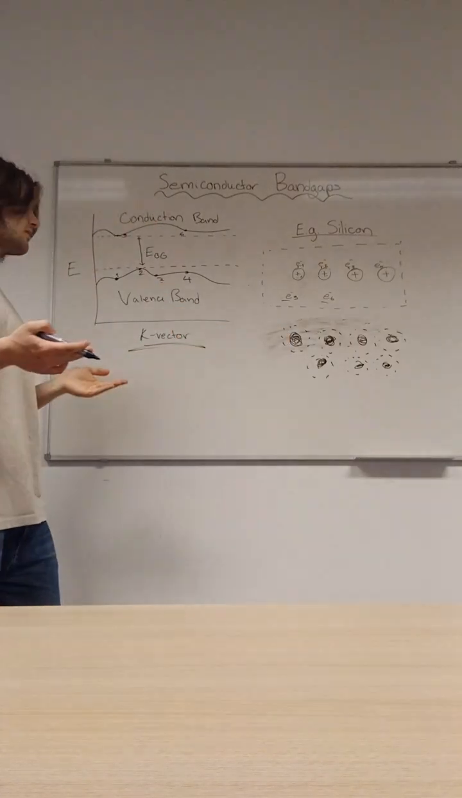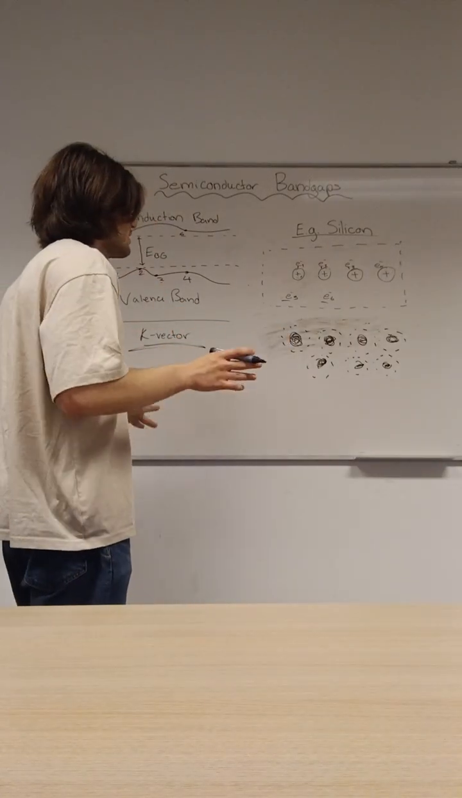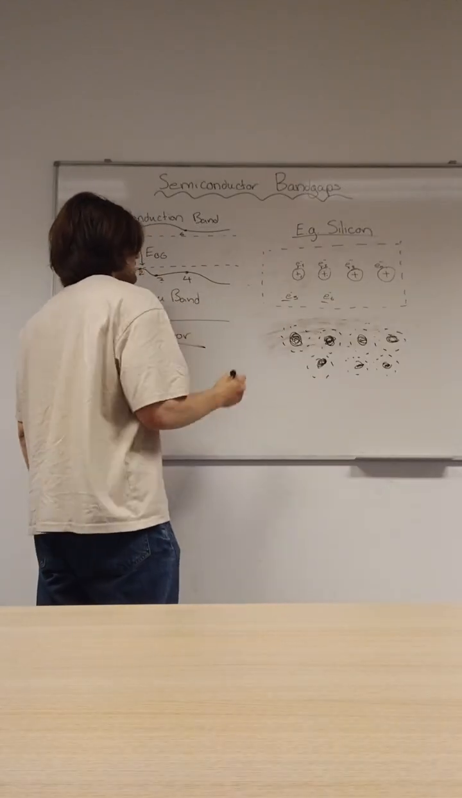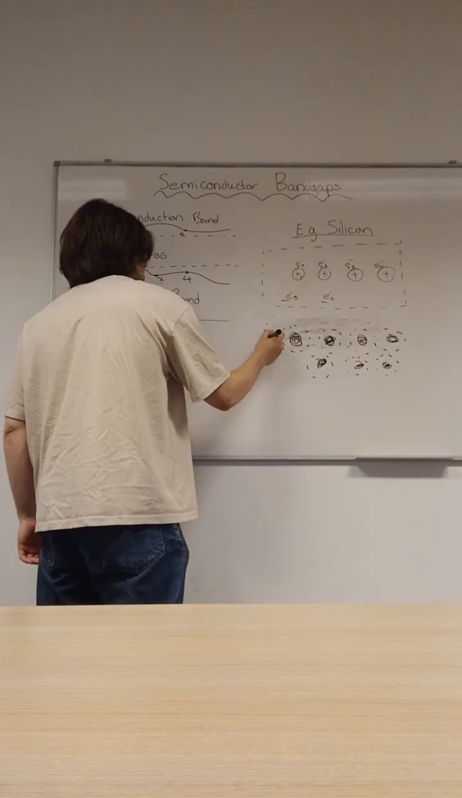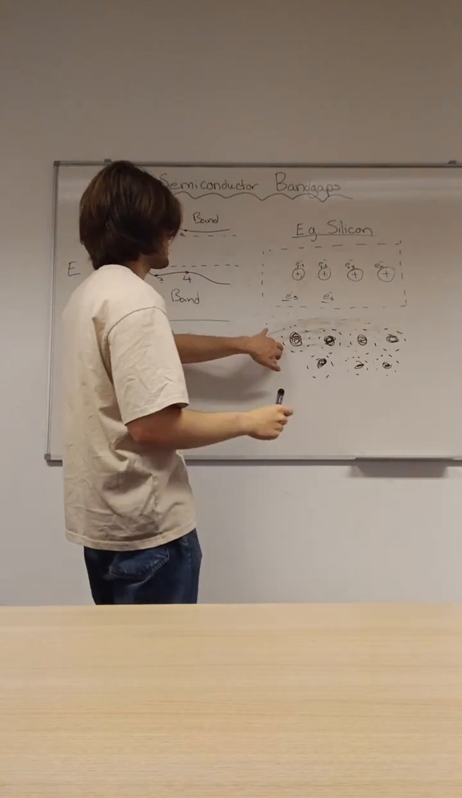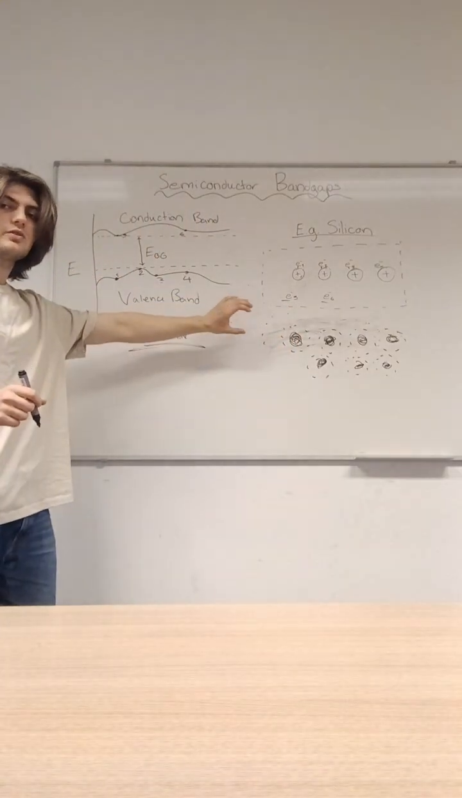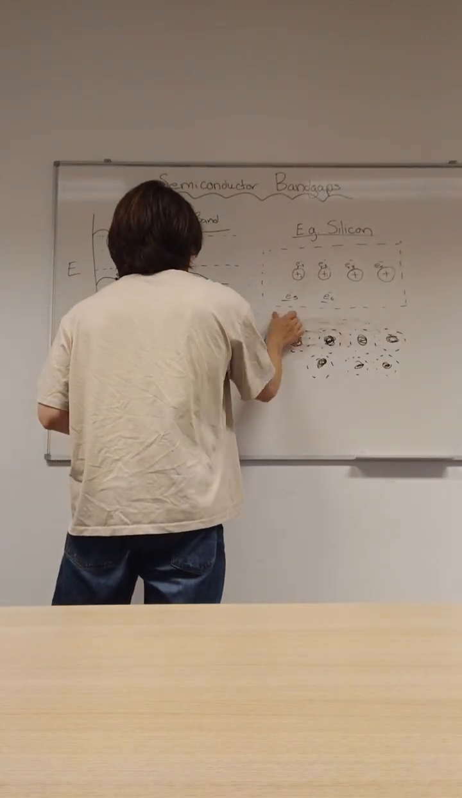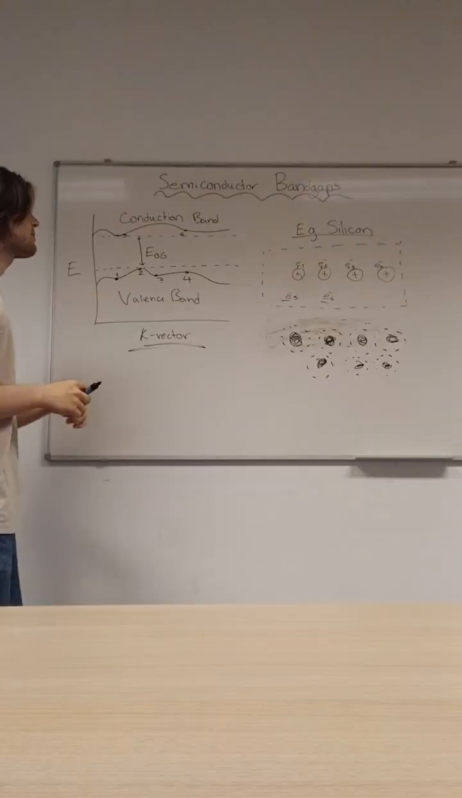Now, in every atom in the lattice, there's going to be a valence shell, right? The electrons that are the furthest away from the nucleus. And these valence electrons are going to be the ones that we're going to be focusing on in this video, because they govern this entire process.